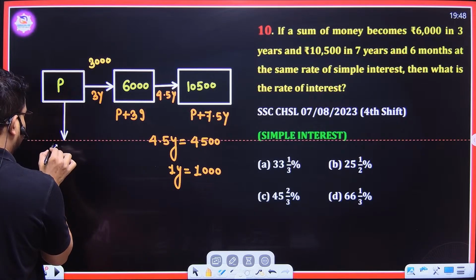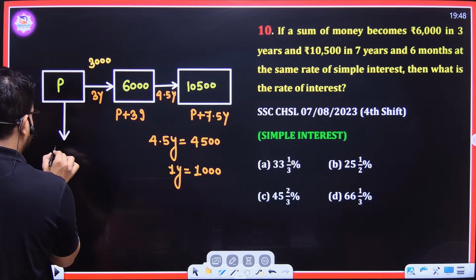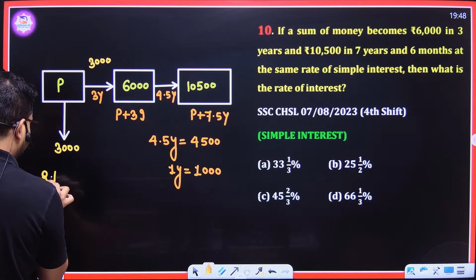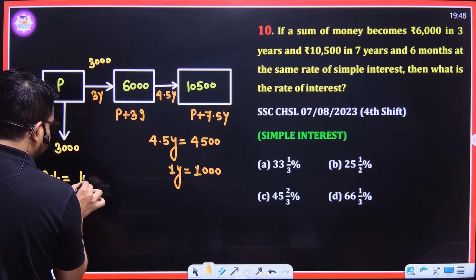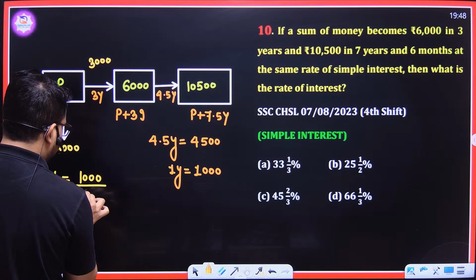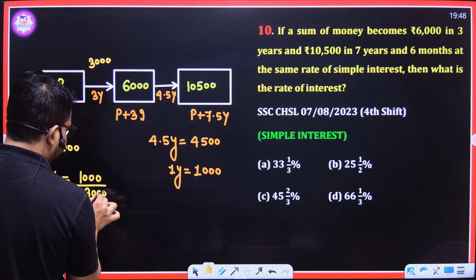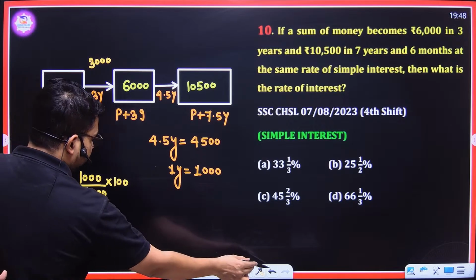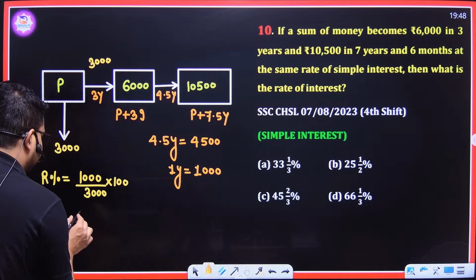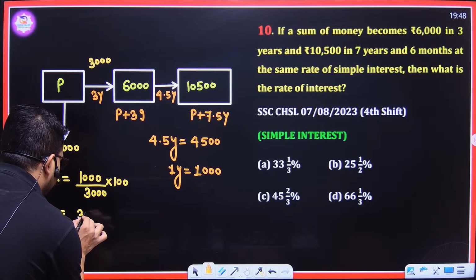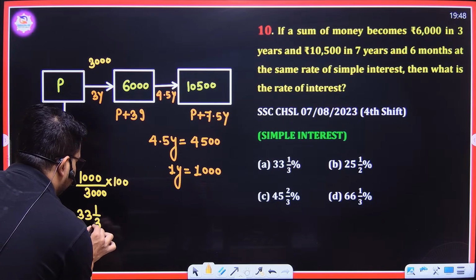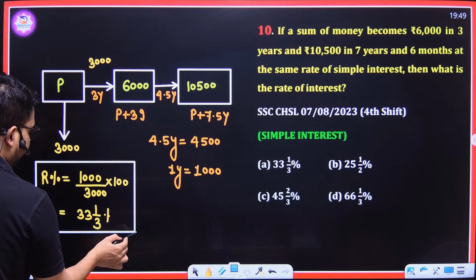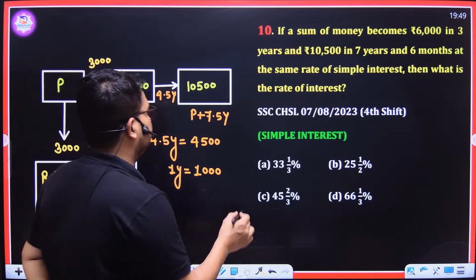So the principal is equal to 3,000. Rate of interest in percent: if 1-year interest is given, then you write it here and you write the principal here, in 200. This is the method to calculate the rate of interest for 1-year interest. Here it will be equal to 33 1/3. This is the end of our lesson number 4. Okay, all the questions are good.